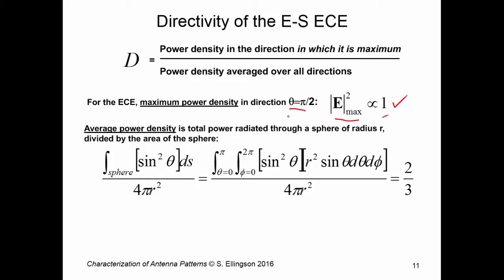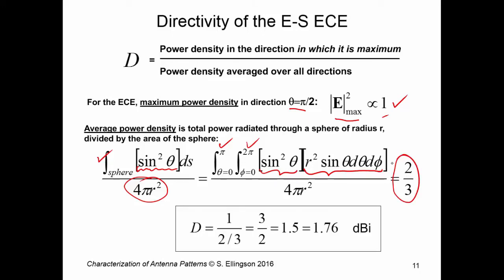The average power density is the total power radiated through a sphere of radius r divided by the area of a sphere. So if we have this sine squared theta as the power pattern, we integrate over a sphere which surrounds the antenna, and the area of a sphere is 4 pi r squared. So now if we work this through, we get sine squared theta here. ds is r squared sine theta d phi. That's straightforward calculus. We integrate over theta, we integrate over phi, and when the smoke clears, we end up with 2/3.